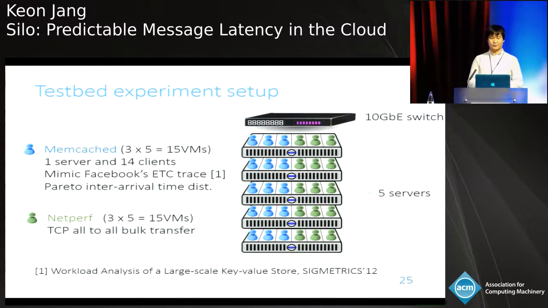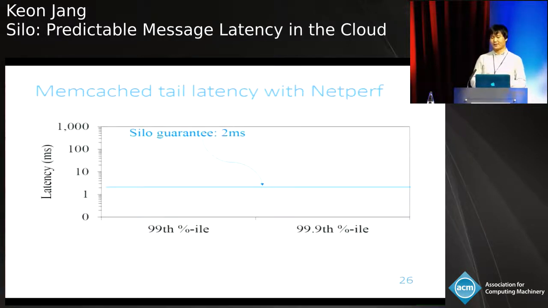We have 2 tenants sharing the 5-node cluster connected to a 10 gigabit network, one running Memcached and the other running NetPerf. And we run Memcached based on Facebook's published workload. NetPerf generates bulk TCP transfer modeling the shuffle phase of MapReduce. Now I'm going to show the tail latency at the 99th and 99.9th percentile for the Memcached tenant. For Silo, we provision the network such that it gives a 2 millisecond guarantee.